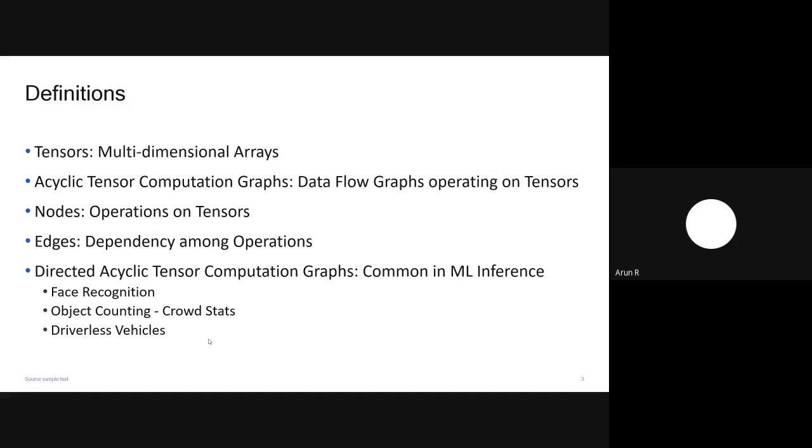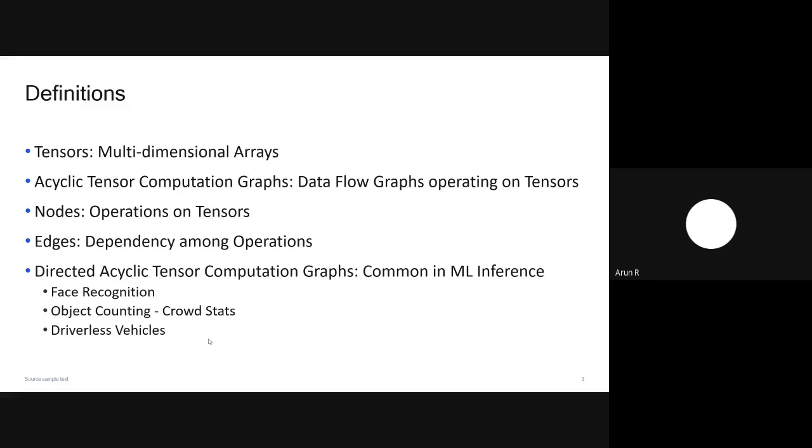So before we go, here are some definitions. Tensors are a generalization of arrays. They are just multidimensional arrays. Usually we encounter 1 or 2D arrays often, but tensors are generalizations of that.